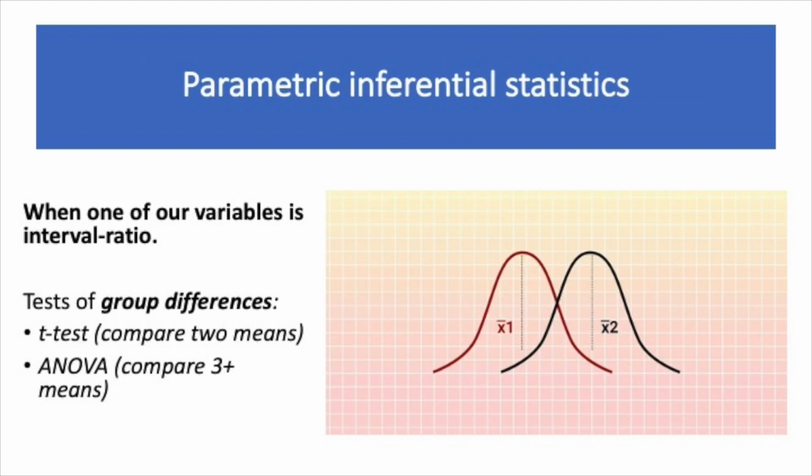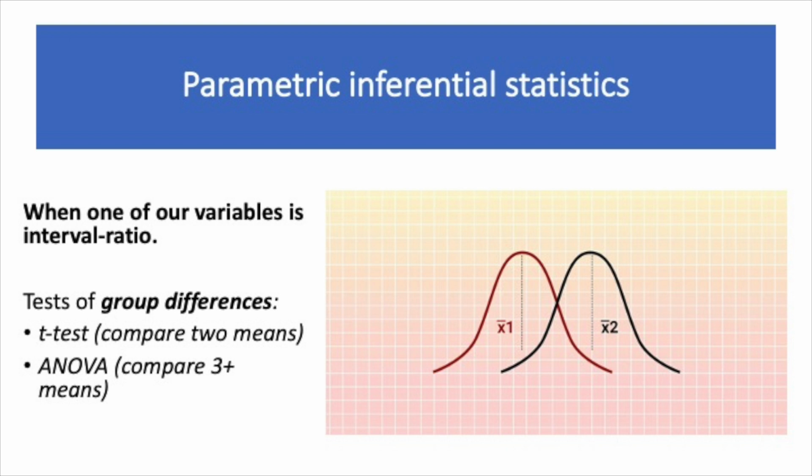So what are some examples of parametric inferential statistics? What are the specific tests that we could use? I'm going to give you two here, and it's quite possible that one of these is going to be relevant for your proposed research for this class. Remember that parametric inferential statistics are run when we have one interval ratio variable in our bivariate analysis. And these inferential statistics are testing for group differences. All right.